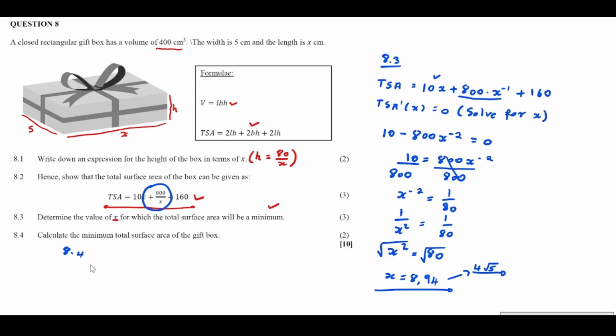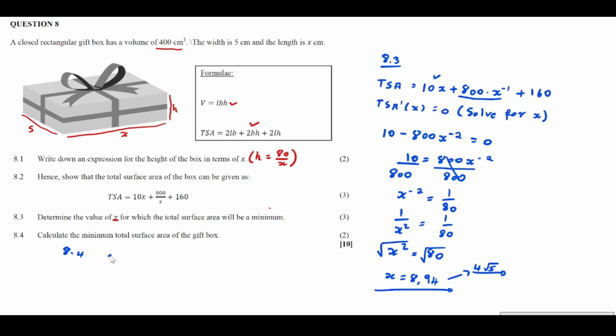8.4 should be easy, this one, for 2 marks. Calculate the minimum total surface area of the gift. So what does that mean? It means that you're going to take this equation here that we discovered, which represents the total surface area, and then we're going to substitute the value of x, which is 8.94, and then we just press it into our calculator and get the answer.